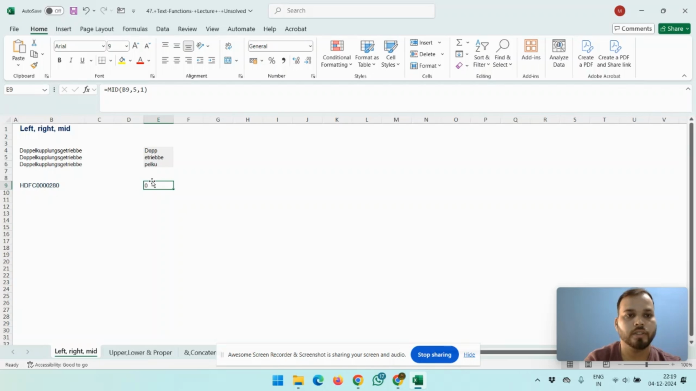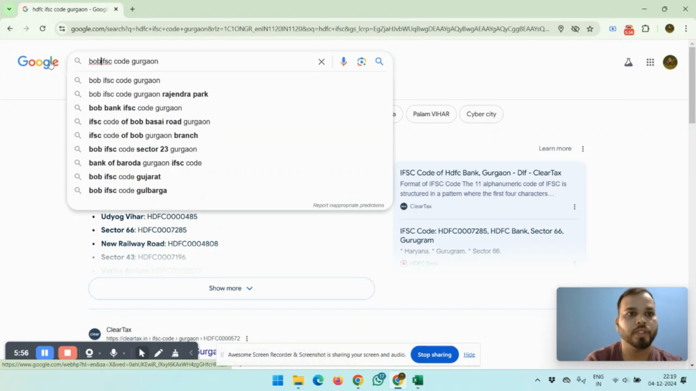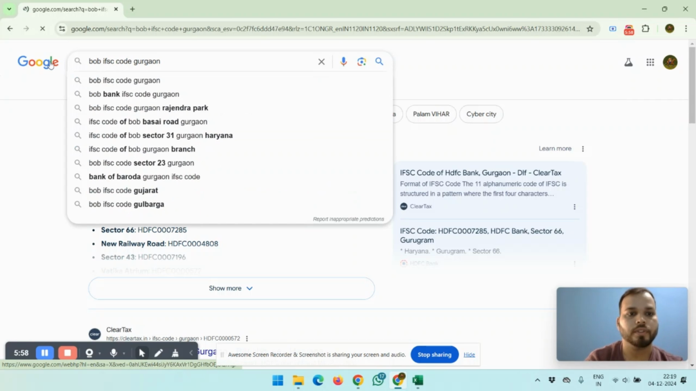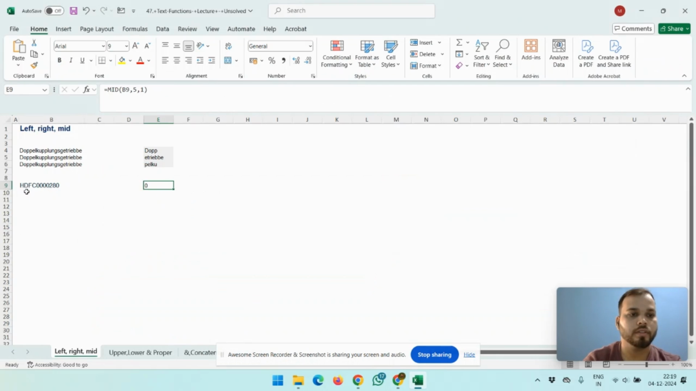Now let's find a PNB IFSC code here. This one, and let's copy this formula again. Also, we got the answer 0. So at that time this formula works.